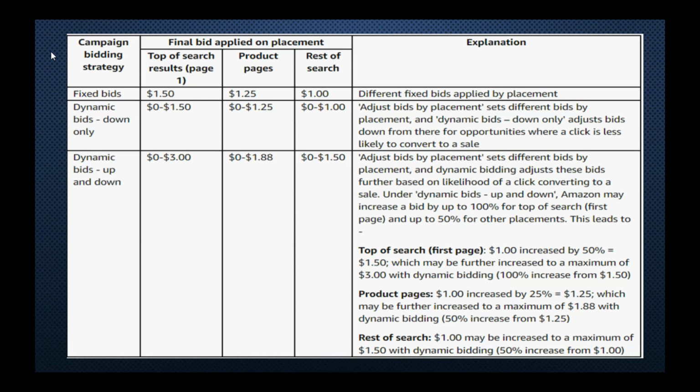So you can do this strategy if you have a product that you want to show on top of search always. And this is coming from Amazon, so I'm not just making this up. This is proven. So if you have a campaign, by digging through some of your reports, you found a campaign that really does well on top of search placement, then you can do this strategy.